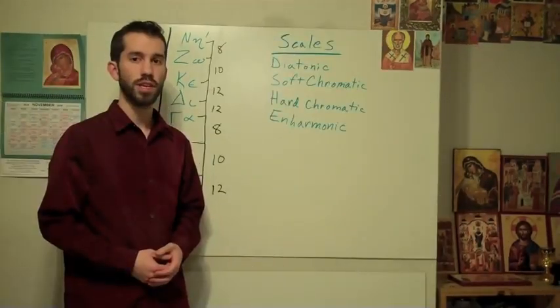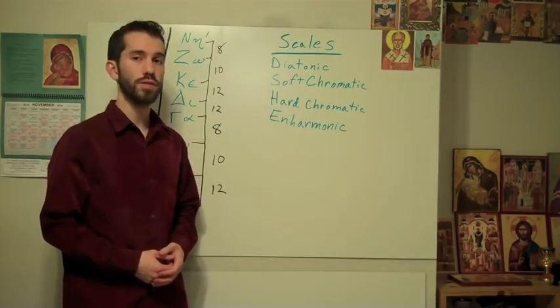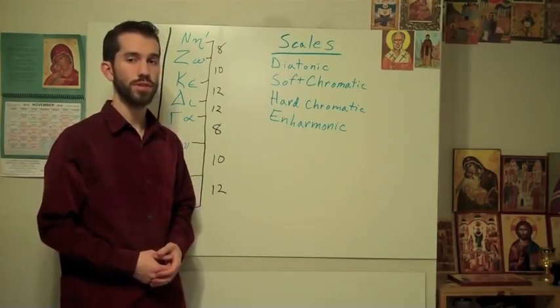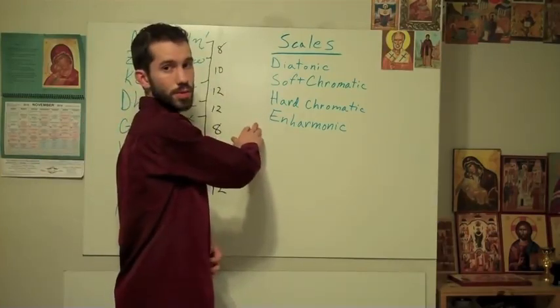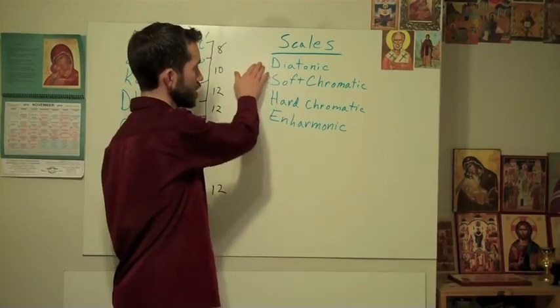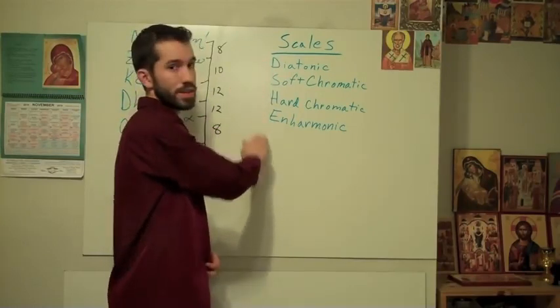Now, to use the nomenclature of ni, pa, vu, ga, di, ke, zo, ni, we need to know the intervals between those different notes of the scale. So we have four major scales that we deal with in Byzantine chant: the diatonic scale, the soft chromatic scale, the hard chromatic scale, and the enharmonic scale.